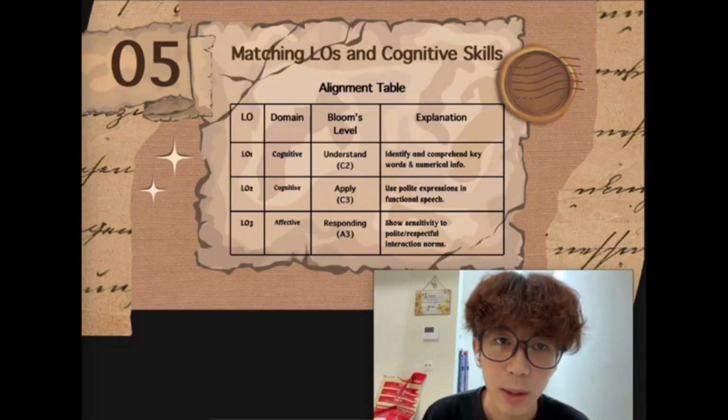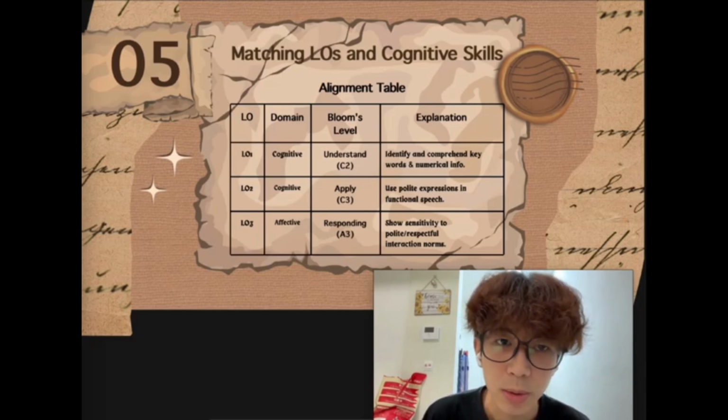Here's how we match each learning outcome to a domain and a Bloom's level. RO1 is in the cognitive domain, and we place it at the understanding level. It focuses on students recognizing keywords, prices, or quantities in conversations, since they are just identifying and understanding information, not using it yet. Understand is the most appropriate level.